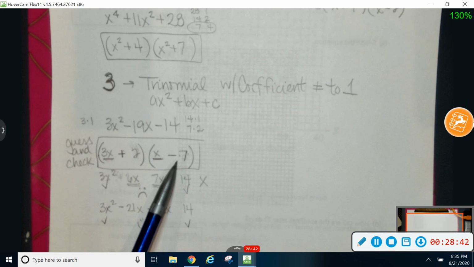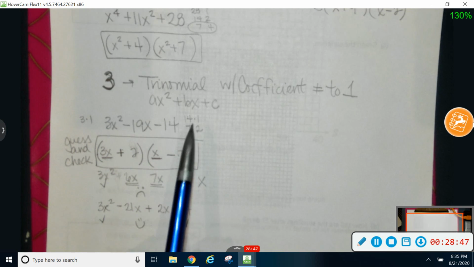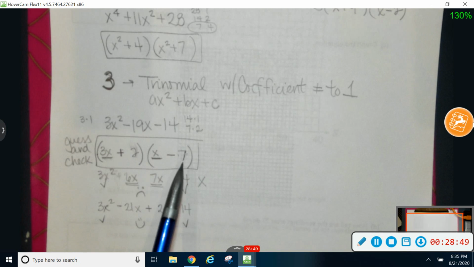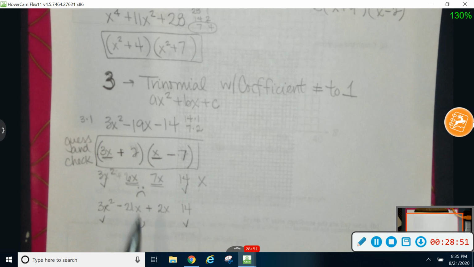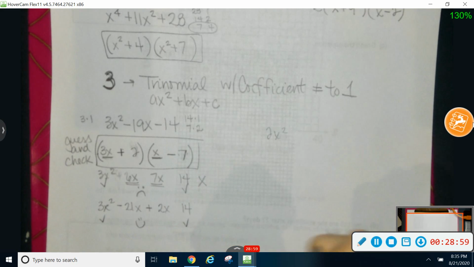If this 2 and 7 wouldn't have worked, I would have ruled this out and gone to 14 and 1 and tried again. But realize you have 2 spots to put them. I could switch them if I need be, but I should always be able to FOIL and know that I got the right answer. So let's try one more of these and we'll move to our last pattern.